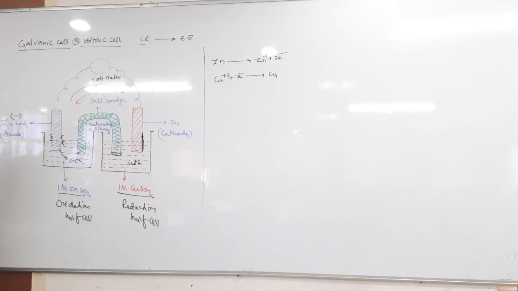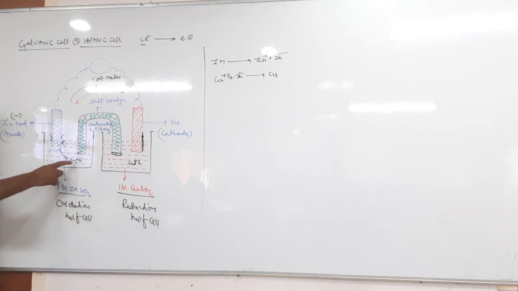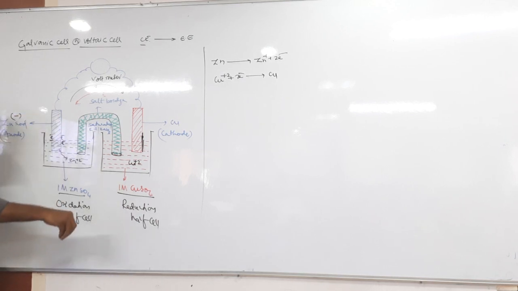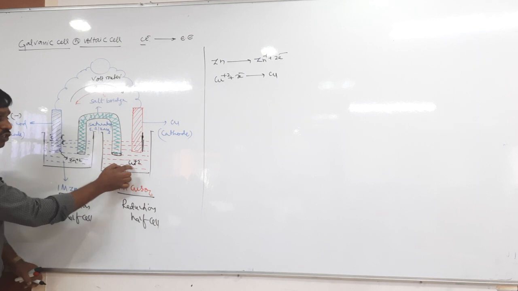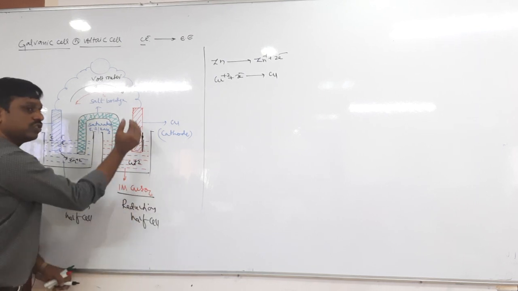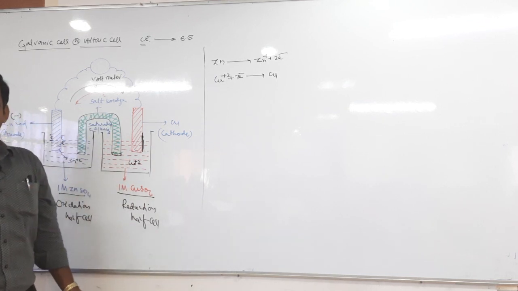Right? Next, as the reaction proceeds, what happens to the concentration of Zn2+ ion and the concentration of Cu2+ ion? As the reaction proceeds, the Zn2+ ion concentration increases. Why? Zinc is dissolving in zinc sulfate. It means zinc is producing Zn2+ ions, so the concentration of Zn2+ goes on increasing. And what happens to the concentration of Cu2+ ion? The Cu2+ ion present in the solution converts into Cu. It means the Cu2+ ion concentration goes on decreasing as the reaction proceeds.